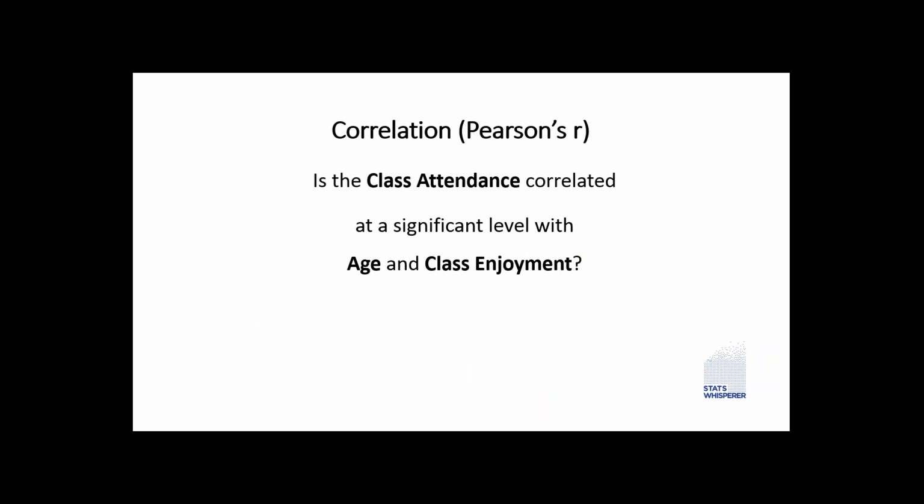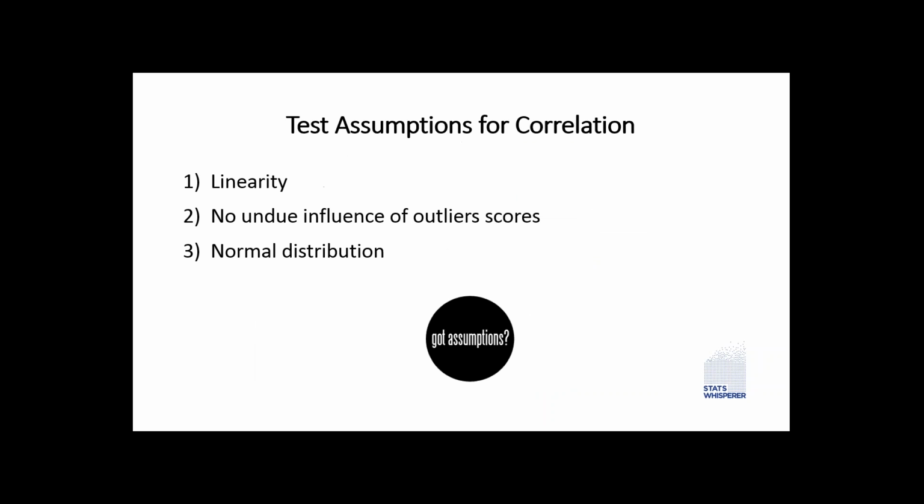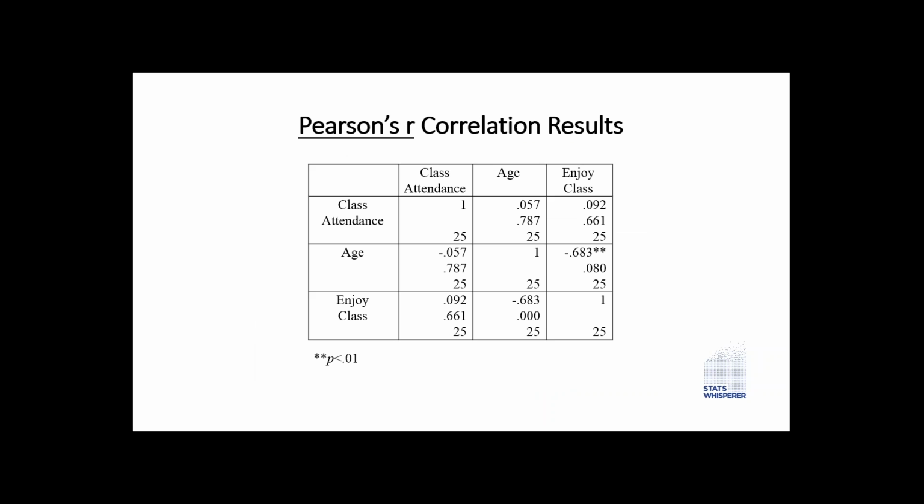And then finally, we have our Pearson r correlation. This is the parametric equivalent of the Spearman rho correlation we just did a few minutes ago. So again, we have our test assumptions. And then we have our correlations, the Pearson r correlations, the parametric version. And we see there's not a statistically significant relationship between the predictors and the dependent variable, class attendance.